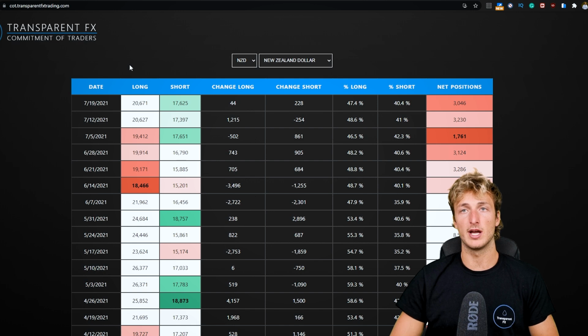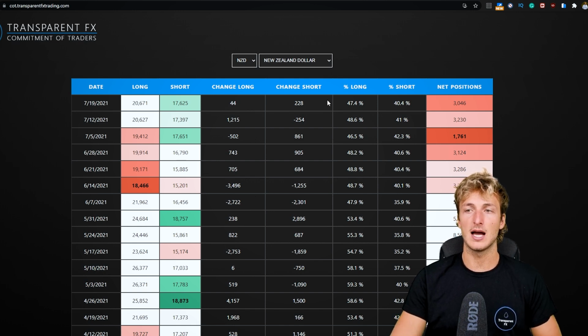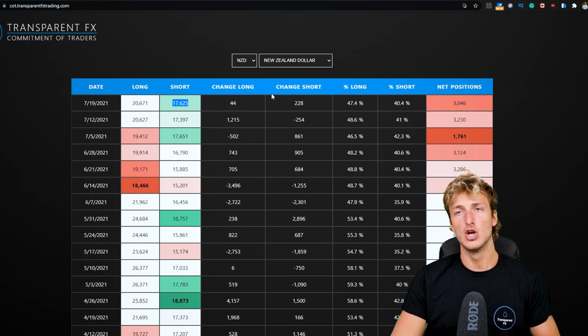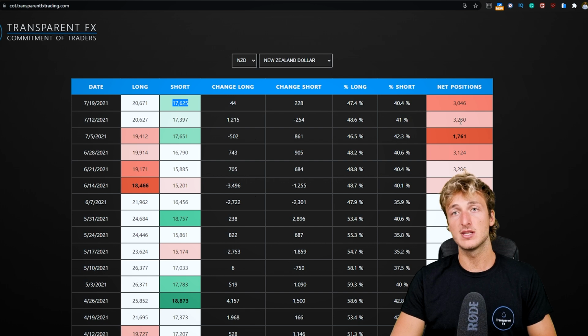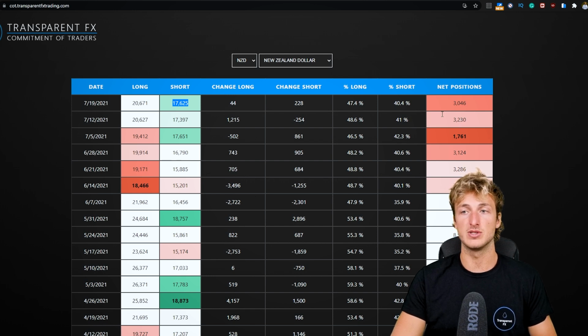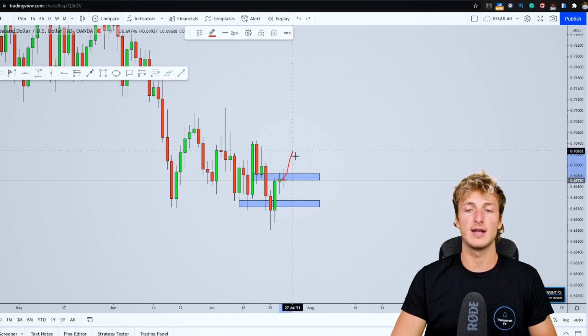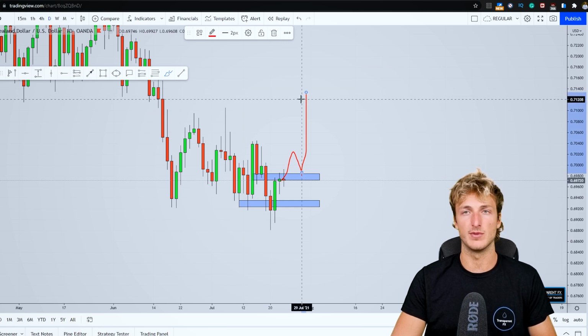Now, if we go and see what we have from a COT perspective, so commitment of traders, which is basically what hedge funds and the non-commercials in the market are doing, we can see how lately net positions have been decreasing. In fact, we went from having 3.2k net positions down to having 3k net positions, with currently 20k longs and 17k shorts. So overall, there is the possibility for NZDUSD to actually provide a break to the upside from this range.